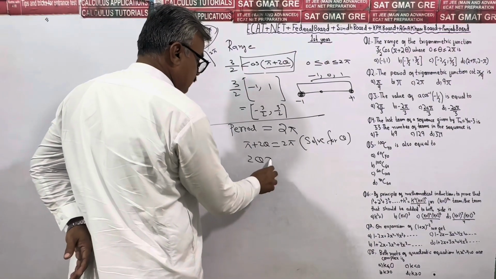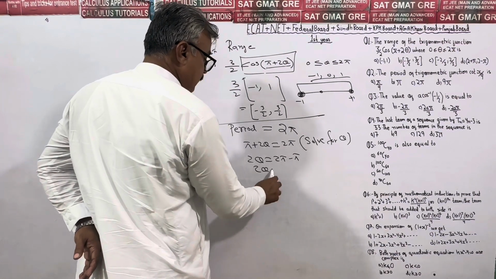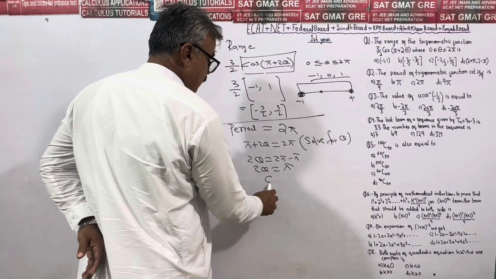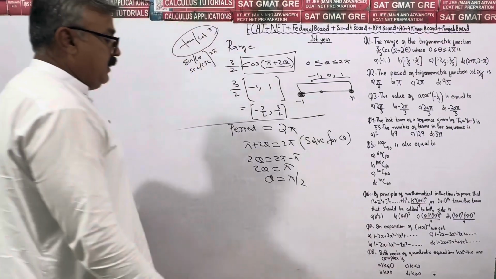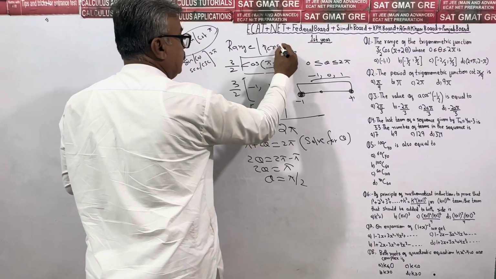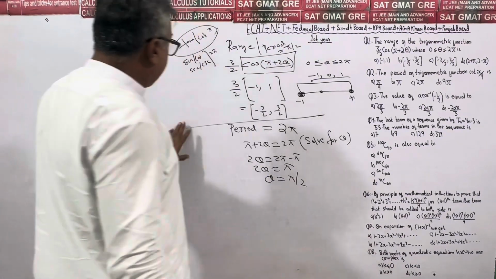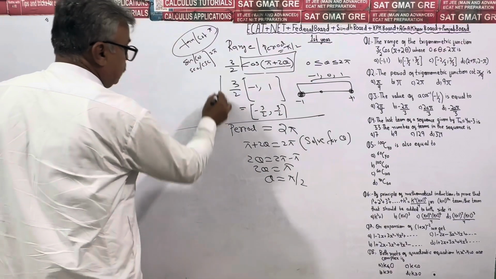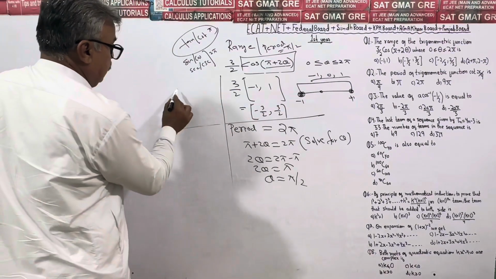2 theta is 2 pi minus pi, so 2 theta is pi, and our theta is pi over 2. That is the period of this function. Period is pi over 2. One can verify whether the period is pi over 2 or not.